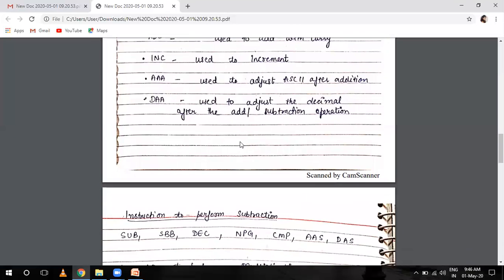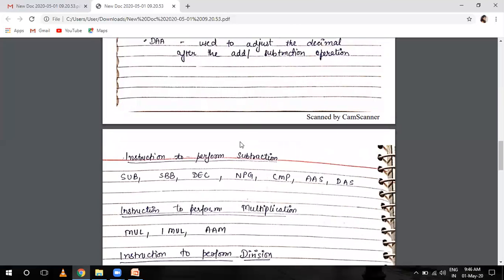Next is to perform subtraction. For subtraction we have SUB. SBB is subtraction with borrow, DEC is for decrement, NEG is for negate, CMP is for compare, AAS is for adjust ASCII code after subtraction, and DAS is decimal adjust after subtraction.